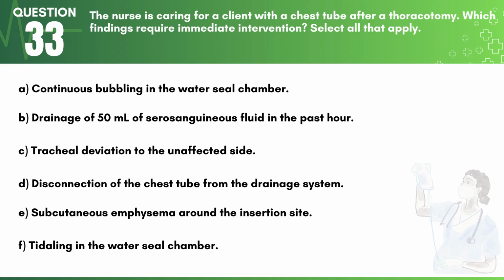Question 33. The nurse is caring for a client with a chest tube after a thoracotomy. Which findings require immediate intervention? Select all that apply. A. Continuous bubbling in the water seal chamber. B. Drainage of 50 milliliters of serosanguineous fluid in the past hour. C. Tracheal deviation to the unaffected side. D. Disconnection of the chest tube from the drainage system. E. Subcutaneous emphysema around the insertion site. F. Tidaling in the water seal chamber.